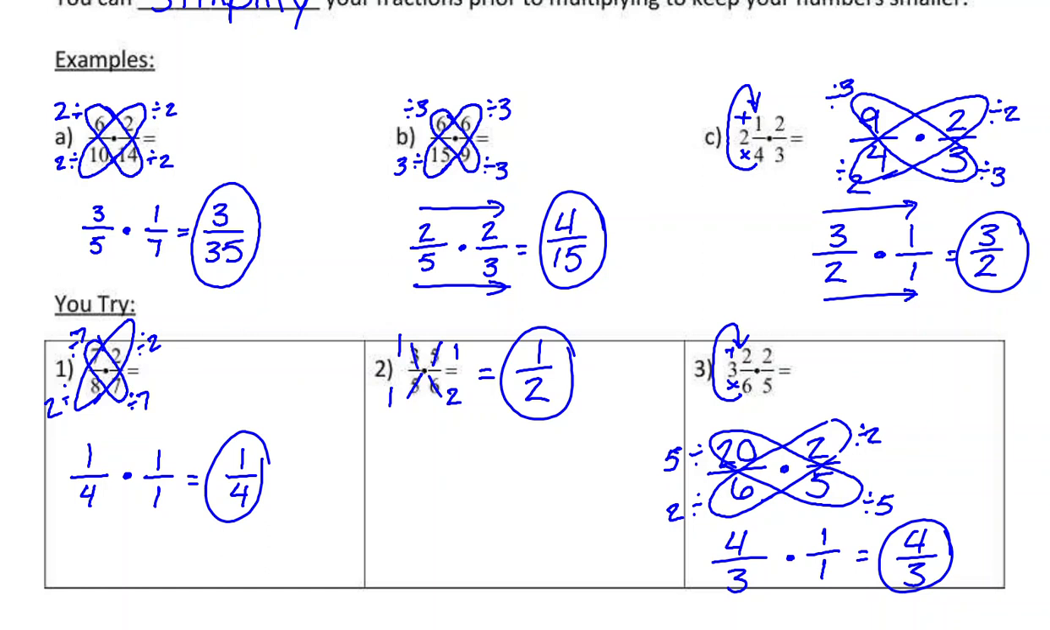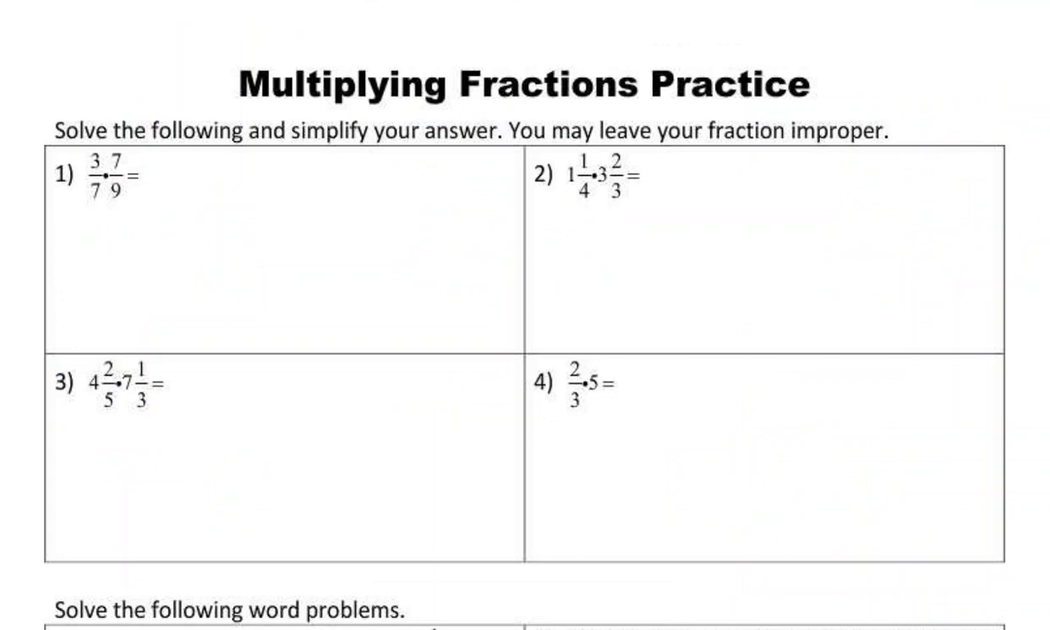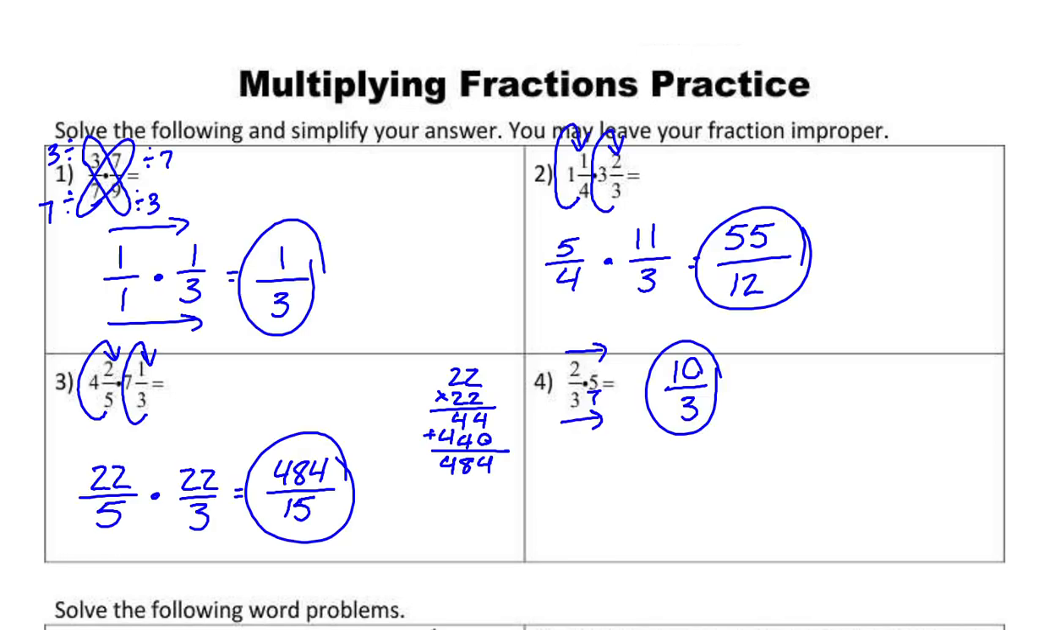Okay, let's look at our last section. So you can use cross simplification if you'd like. I want you to pause. I want you to try number 1, 2, 3, and 4 all by yourself. And then here are your answers for those 4. Pause here, and that way you can check your work. I did cross simplification for number 1, but you also could have simplified at the end. That's fine. And remember, for one like number 4, you need to put 5 over 1 because it's a lonely whole number.